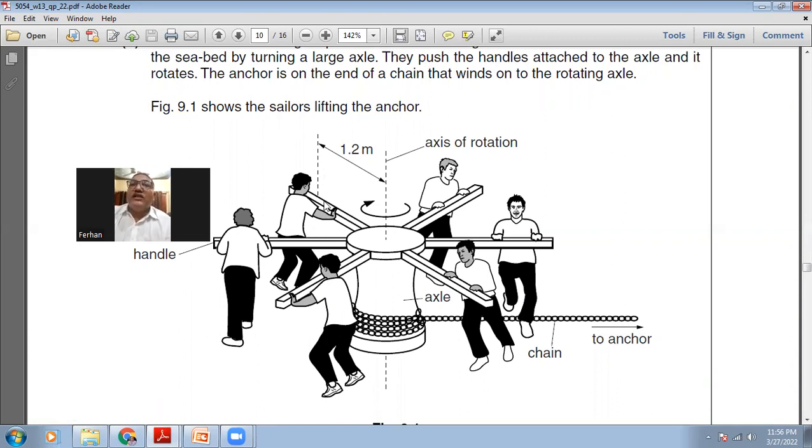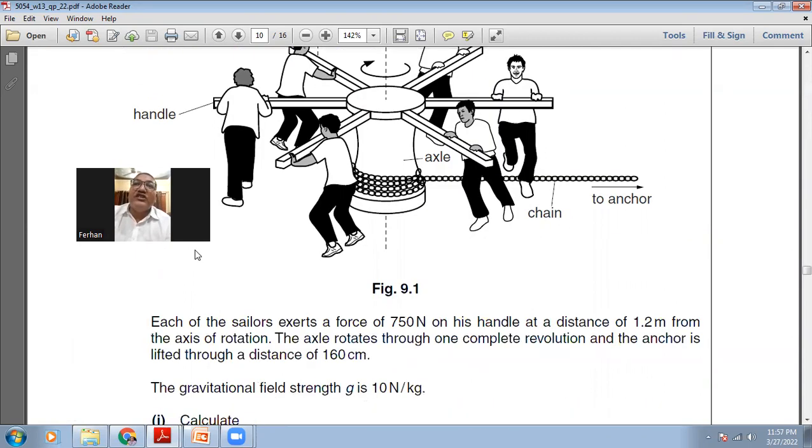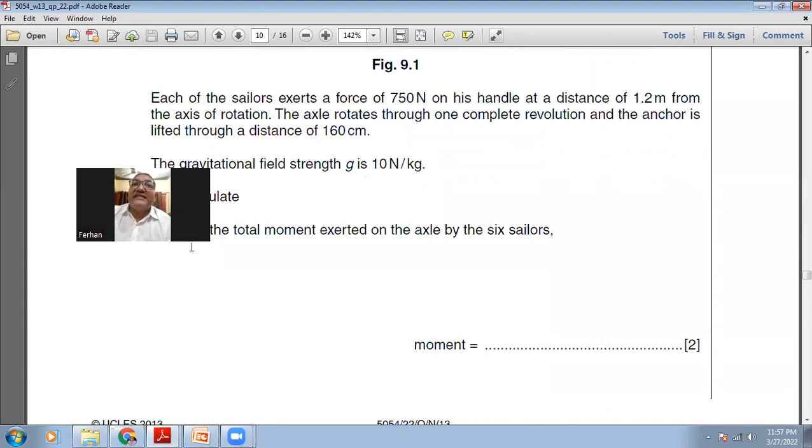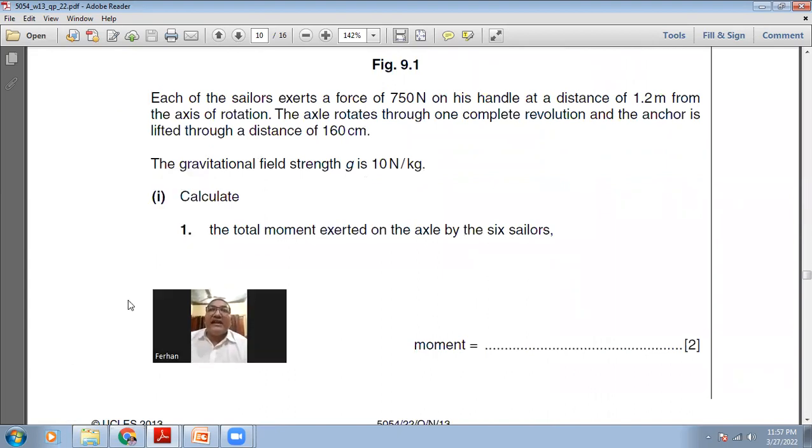The distance where the man is applying force, the perpendicular distance from the axis, is 1.2 meter. There are six sailors. Each sailor exerts a force of 750 Newton on his handle, at a distance of 1.2 meter from the axis of rotation. The axle rotates through one complete revolution, and the anchor is lifted through a distance of 160 centimeter. The gravitational field strength g is 10 Newton per kg. Calculate the total moment exerted on the axle by the 6 sailors.